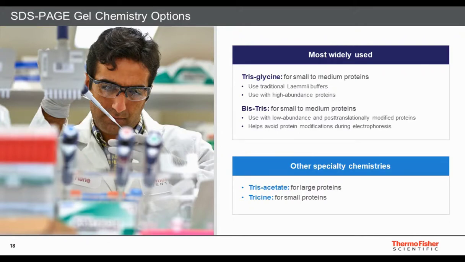Okay, so in the next few slides, we will review the different gel chemistries that are available in precast gels and their specific advantages and disadvantages. The two most widely used gel chemistries are Tris-Glycine, which uses traditional Laemmli buffer, and Bis-Tris chemistry. The other two specialized gel chemistries are Tris-Acetate gels for separation of large molecular weight proteins up to 500 kilodalton, and Tricine, that is specialized for separation of peptides and small molecular weight proteins as small as 2.5 kilodalton.